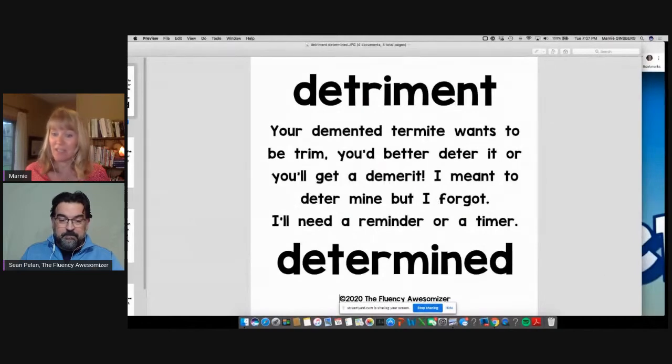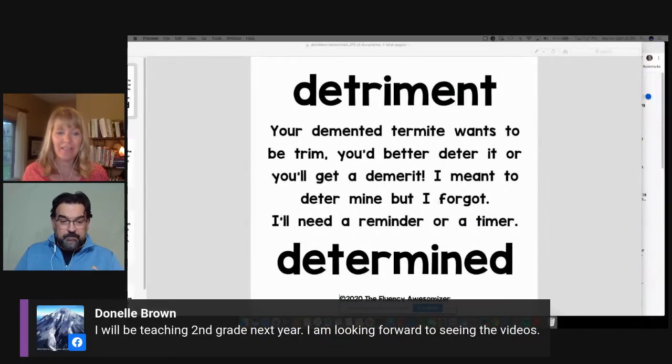Donnell says she's going to be teaching second grade next year. That's where these skills start to be developed. And they either come away from second grade well prepared for third and fourth grade, tricky words like detriment, or they are really stuck. And many of you have seen your upper level kids not be able to really attack multi-syllable words because they're missing sounds and they're adding sounds.